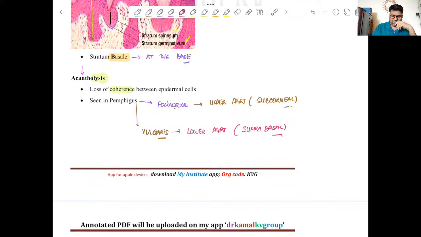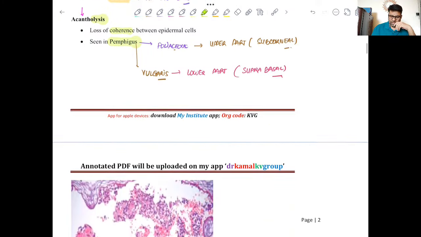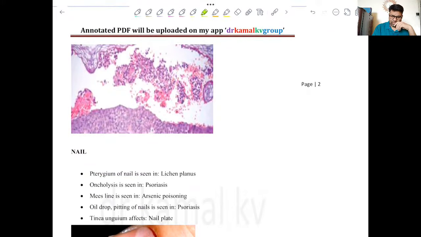So acantholysis has to be remembered only with pemphigus, no other entities, right? And then you can see here, we can see so many gaps. These white areas are all areas of acantholysis. Normally this should not be seen, but here you can see plenty of these gaps. So this is all acantholysis, right? So I think that might make you clear what actually acantholysis is. And from the exam point of view, please remember pemphigus.